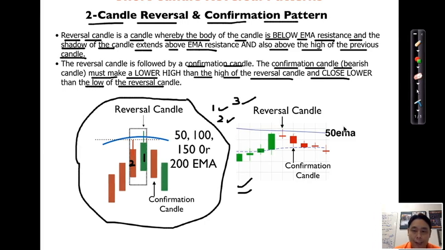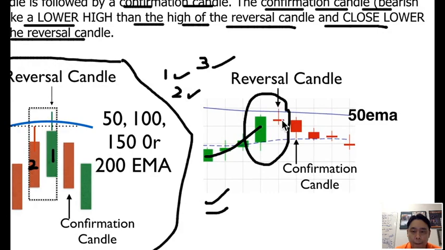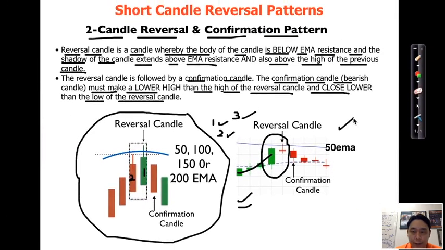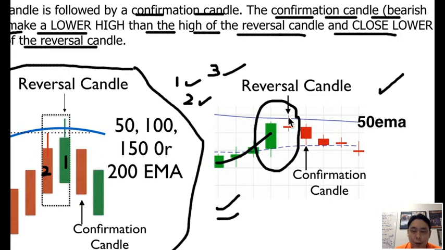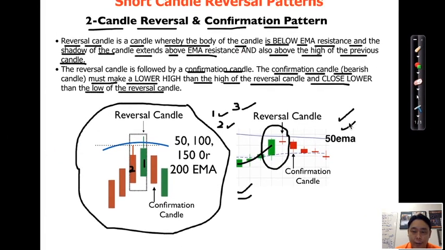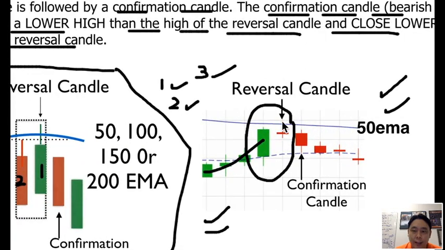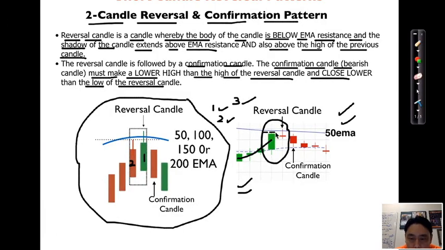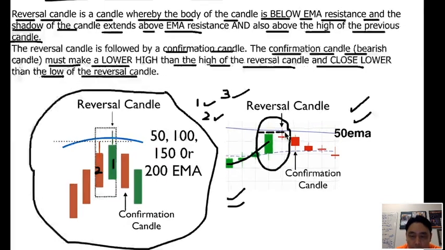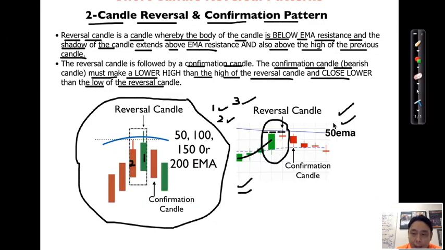Okay? So if you take a look at this price over here, you can see the price going up and you can see the two candle reversal. All right? The body of the reversal candle is below the moving average. Check. The upper shadow cuts the moving average. Check. The upper shadow cuts the high of the previous day's candle, which you can draw an imaginary dotted line. So does the upper shadow cut the high of this candle? Yes, check. There we go. That's a valid two candle reversal pattern.